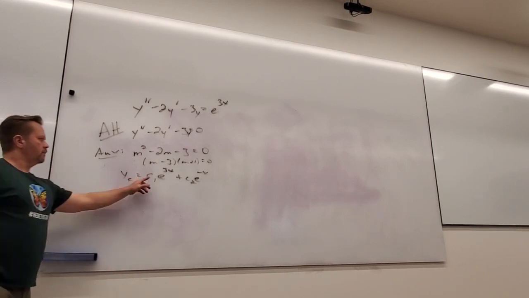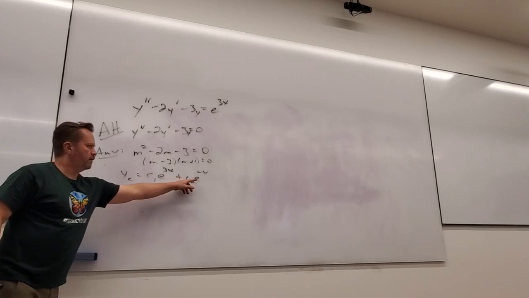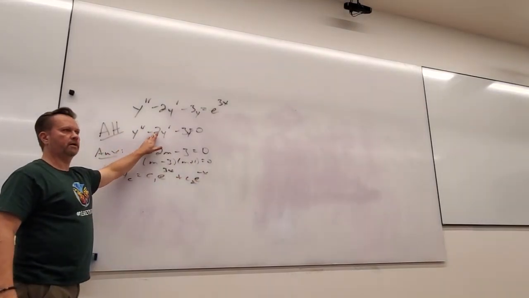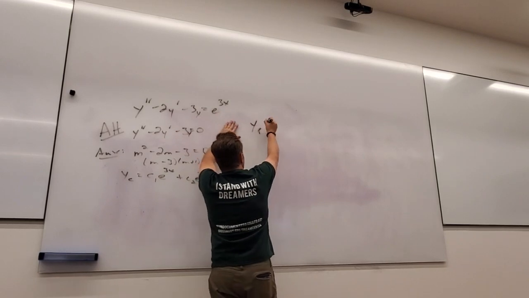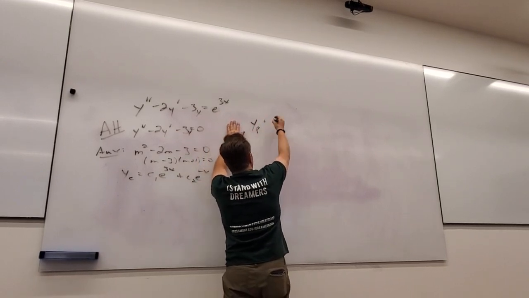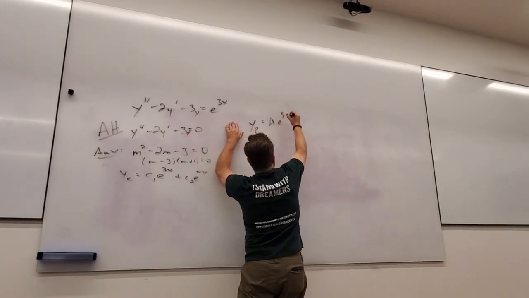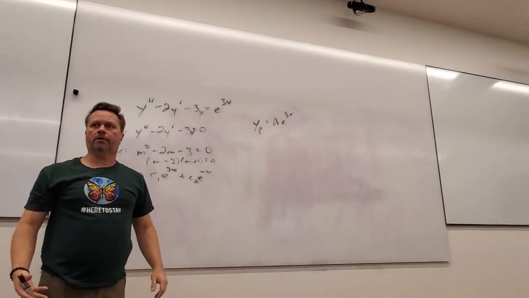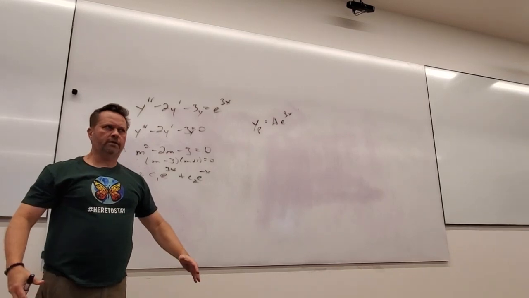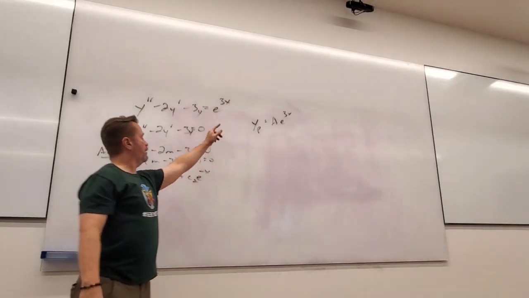Any constant multiple of either one of these makes this 0, correct? What would my assumption be if I didn't know that for yp? My assumption would be a e to the 3x, yes? Now we know that's wrong. Can't possibly work. Do you all understand the issue here? That would be what I would guess.